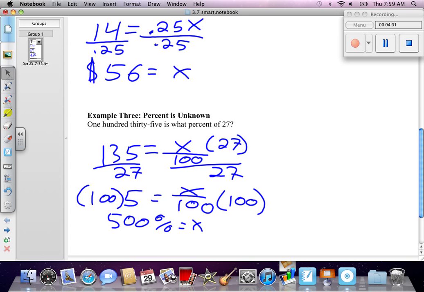So the only difference this one has from the other ones is it says what percent. That means it gives us x over 100. Otherwise, it's just x. Tyler, did that answer your question or no? Why are you dividing by 27? Because 27 is being multiplied by x, so I divide it to get rid of it.